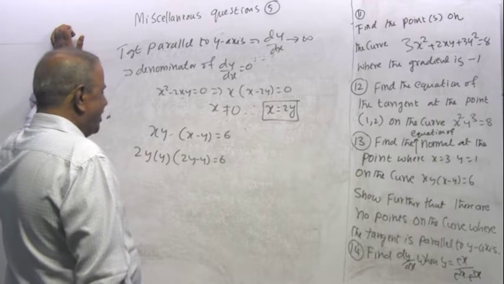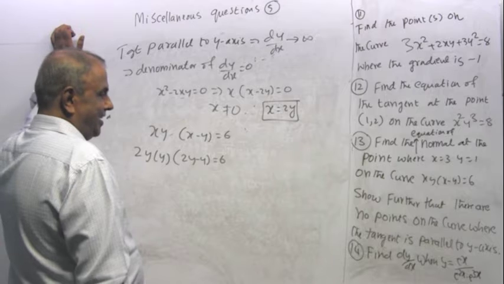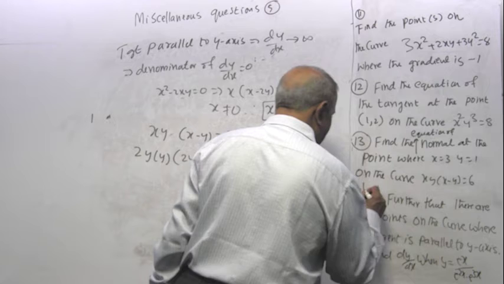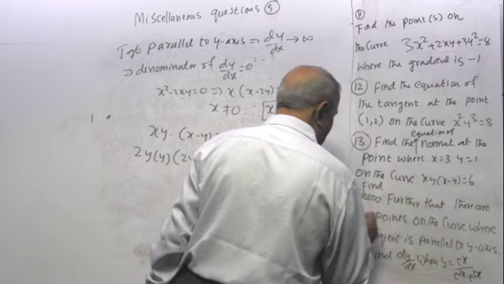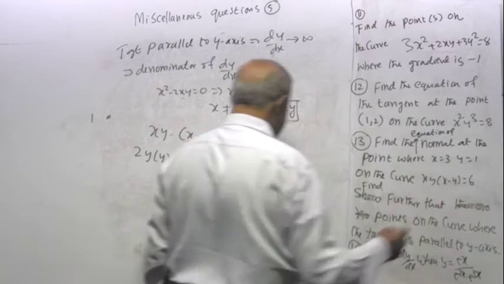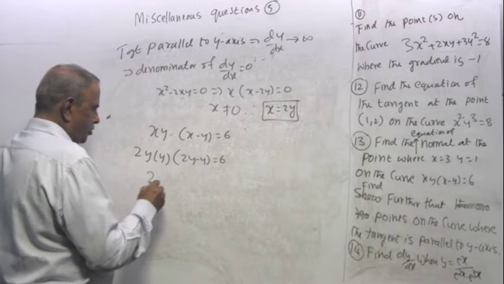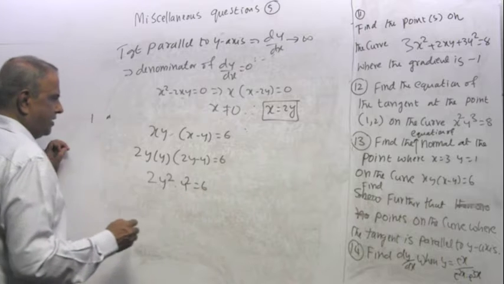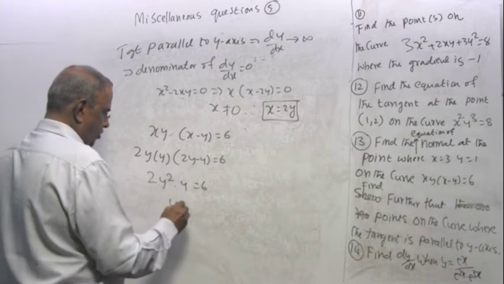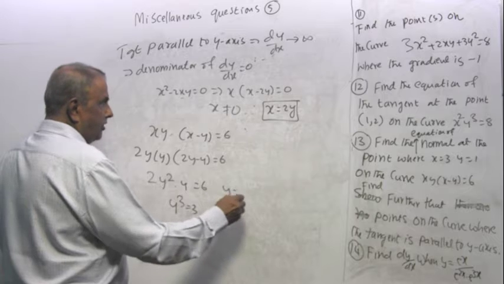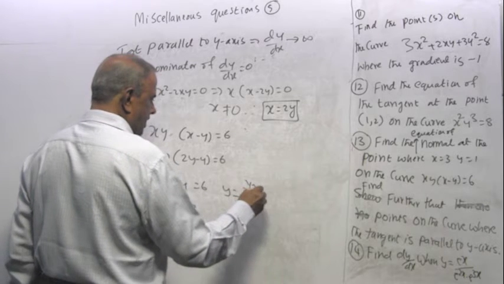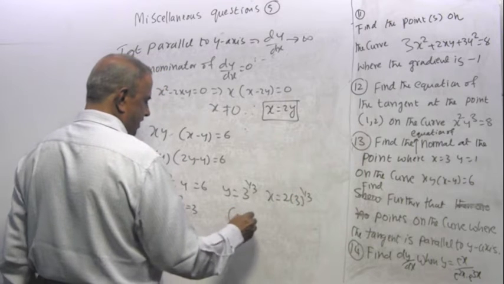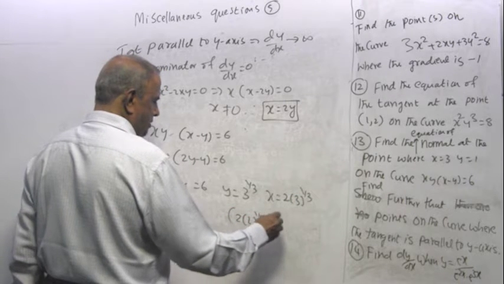Oops. I thought there was no value. I think I need to change the question. Where is the tangent? Find further points on the curve. I think that would be better. Okay. So 2y squared times y equals 6. So y cube equal to 3. y is equal to 3 power 1/3. x equal to 2 times 3 power 1/3. So the point is 2 times 3 power 1/3 comma 3 power 1/3.